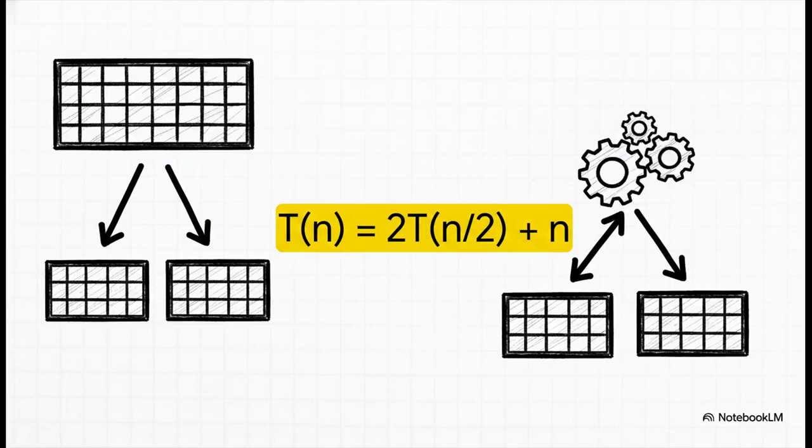Okay, let's look at a famous example, merge sort. Its recipe looks like this. T of n equals 2 times T of n over 2 plus n. What does that mean in plain English? It means it splits the problem into two halves. That's the 2 and the n over 2. Solves each half recursively, and then takes about n steps, or linear time, to merge those two sorted halves back into one beautiful sorted list.